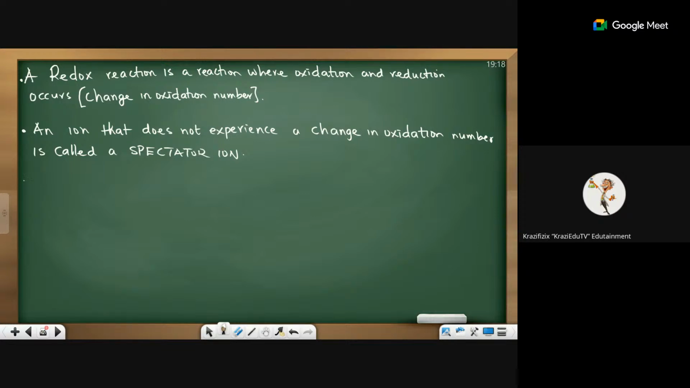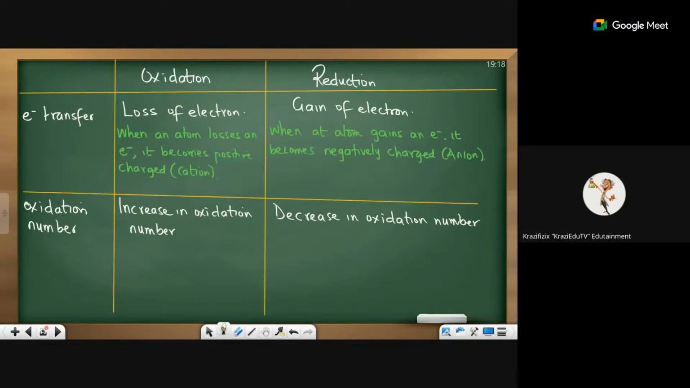Okay? Don't forget what our definition is. Let me go back here. Our definition here, we normally use what you call OIL RIG. Oxidation is loss. Reduction is gain. I want to look at two more definitions, then we go into some equations.